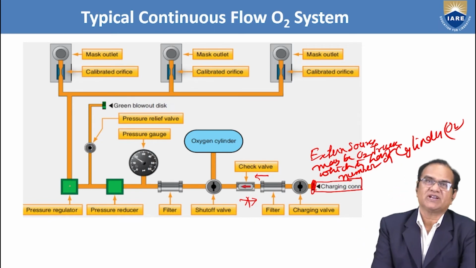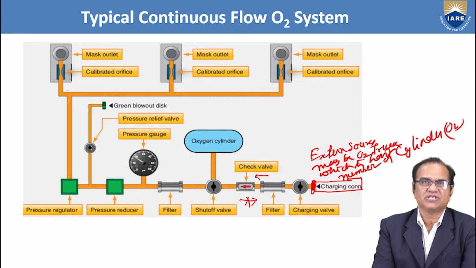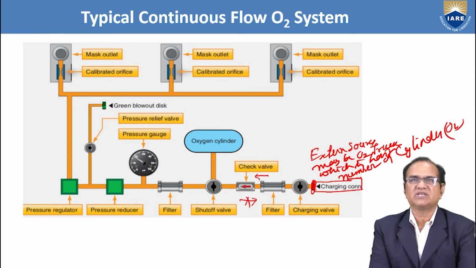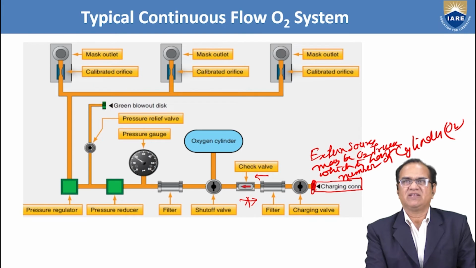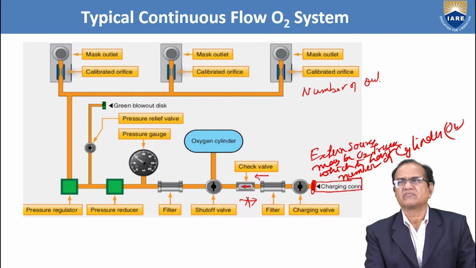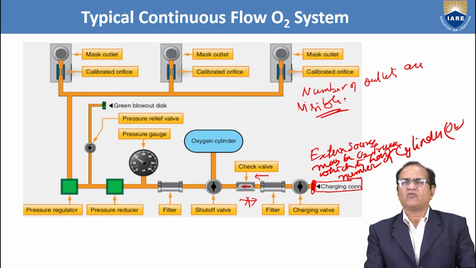From this pressure regulator valve, it goes to the distribution system, and in the distribution system you can see that there are a number of masks. They have calibrated orifices. We have the mask outlets, with calibrated orifices there. Then the mask outlets, and a number of outlets are visible.